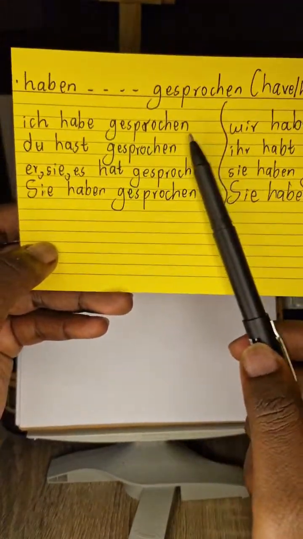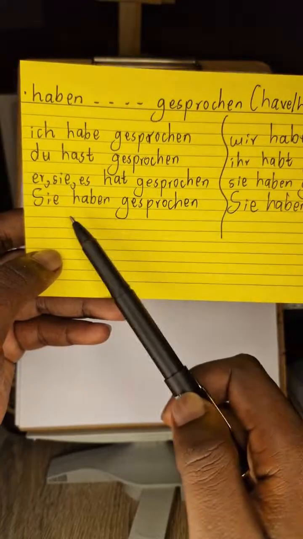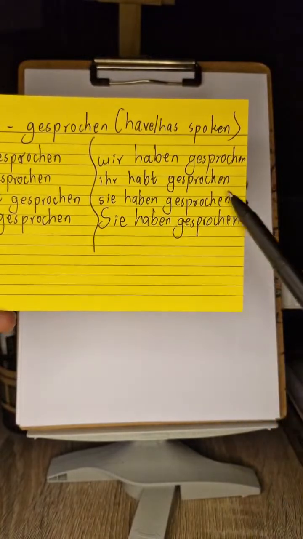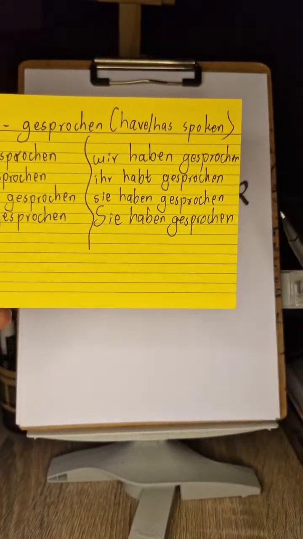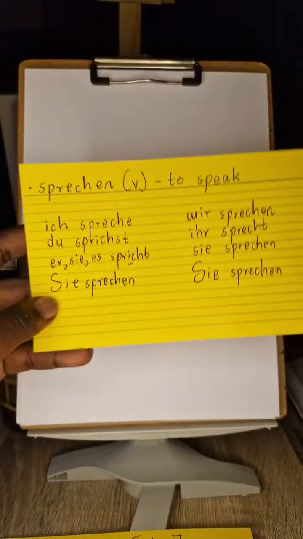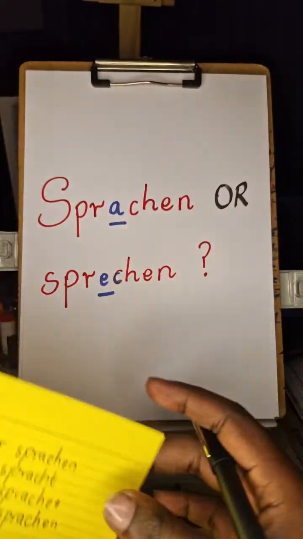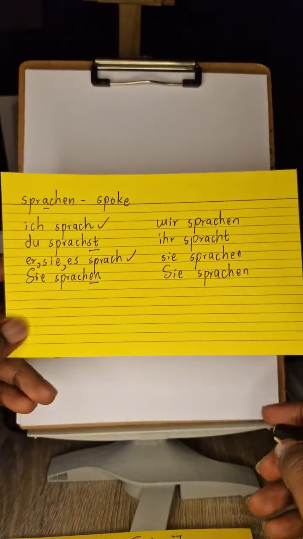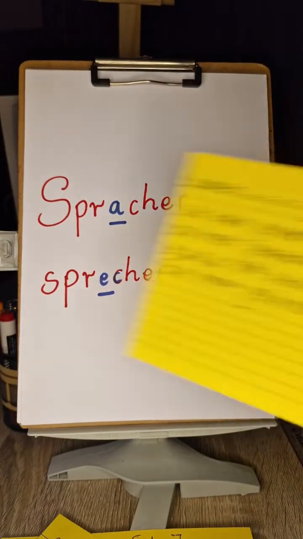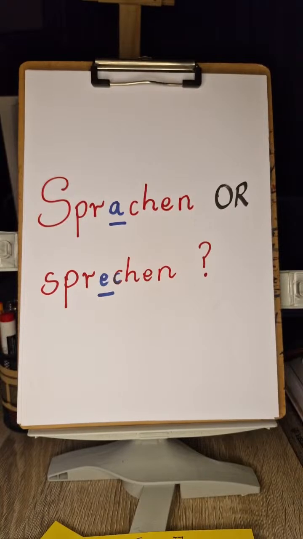Ich habe gesprochen, I have spoken. Du hast gesprochen. Sie, es hat gesprochen. Sie haben gesprochen, plural. Wir haben gesprochen, we have spoke. Ihr habt gesprochen, and then Sie haben gesprochen. All right, so you've now seen from present, this is present tense, to speak, yeah? And then you've also seen it in the past, right? Sprach, etc. And then you have also seen it in the perfect, okay?